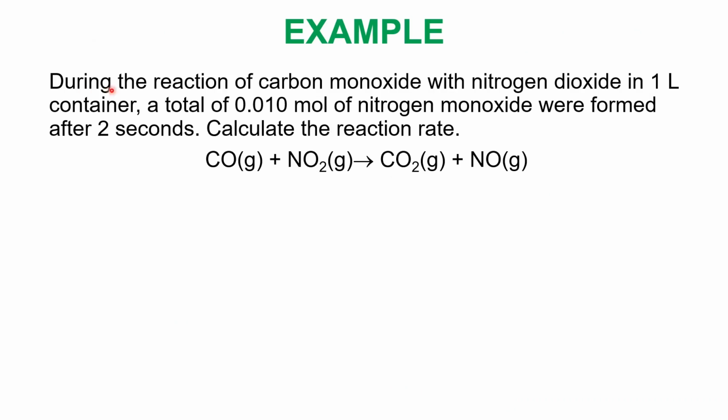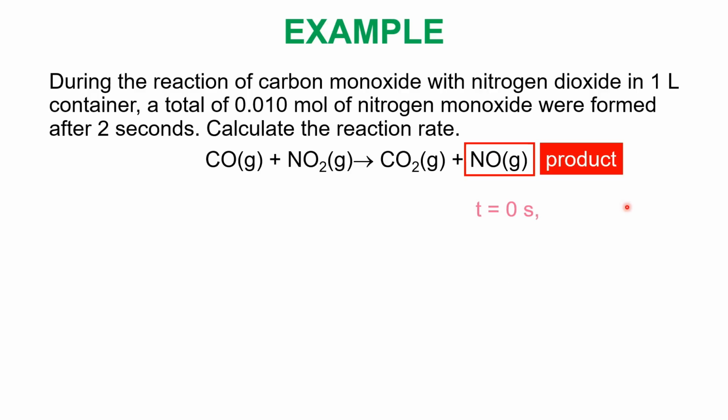Example: during the reaction of carbon monoxide with nitrogen dioxide in 1 liter container, a total of 0.010 mole of nitrogen monoxide were formed after 2 seconds. Calculate the reaction rate. Reaction rate here is reaction rate of nitrogen monoxide. Nitrogen monoxide is a product.